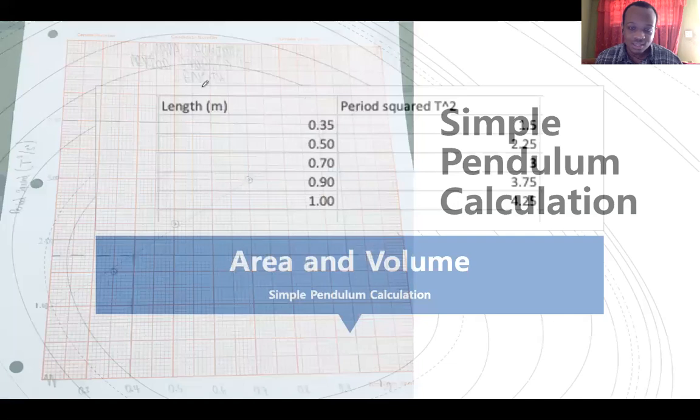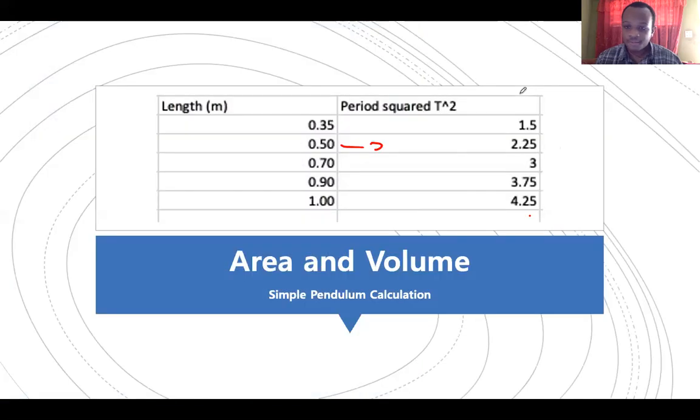Remember that length is on the x-axis. 0.5, and we match this up to 2.25. Give me a second.